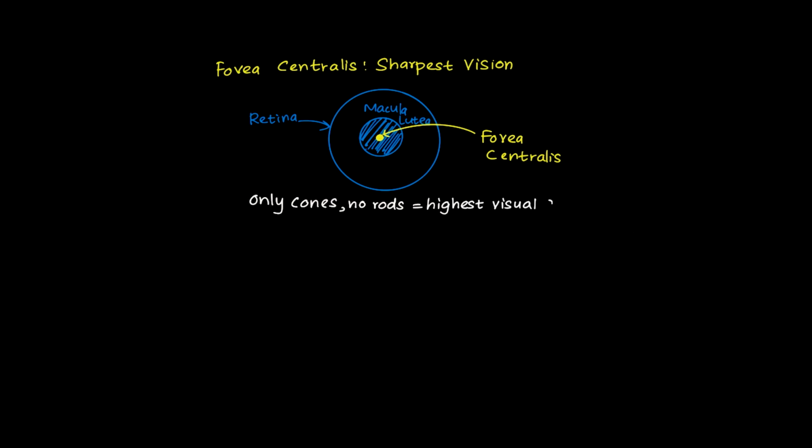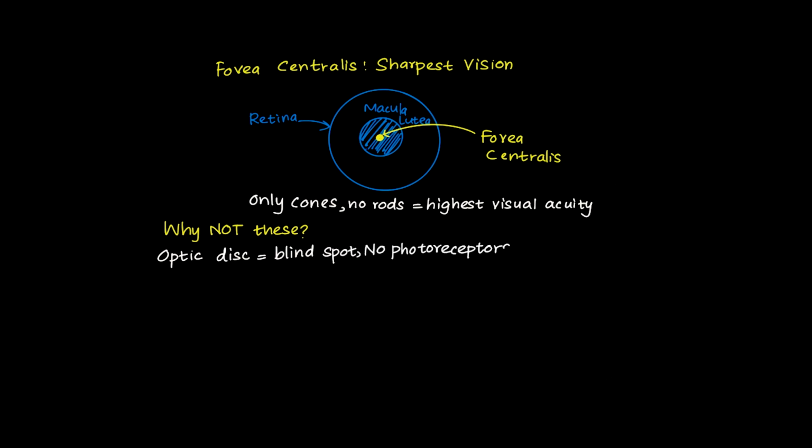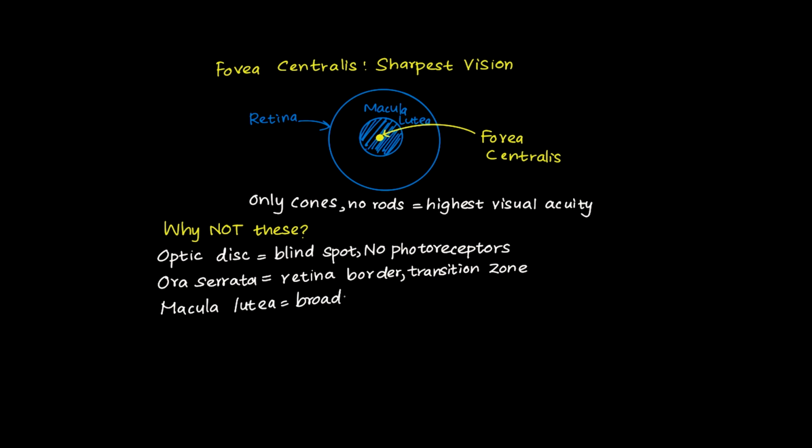The optic disc is the blind spot, where ganglion cell axons bundle together and exit the eye as the optic nerve. It has 0 photoreceptors. The ora serrata is the jagged border where the retina ends anteriorly. It's a transition zone, not a vision centre. The macula lutea is the broader yellowish area around the fovea that provides clear central vision, but the question asks about the pinpoint centre with only cones.